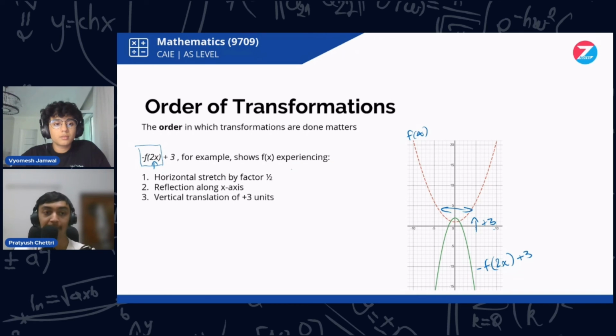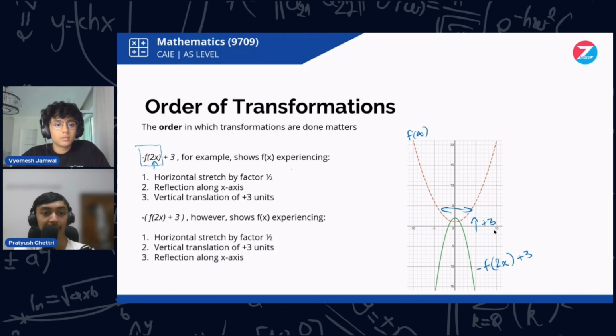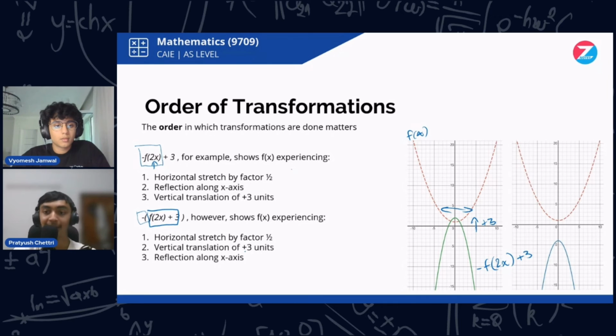But what would happen if we added 3 and then flipped it? It would look like this. Because it's in the brackets, we first add 3 and then we use this minus to flip it. And that looks like this. Because what happened is we first moved this up by 3 and then we flipped it, which moved it further down. Whereas here, we basically flipped it and then moved it up 3. It's quite a difference.